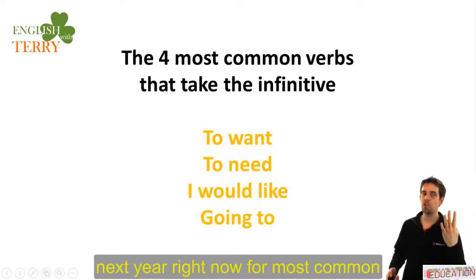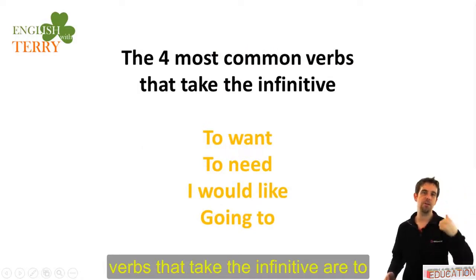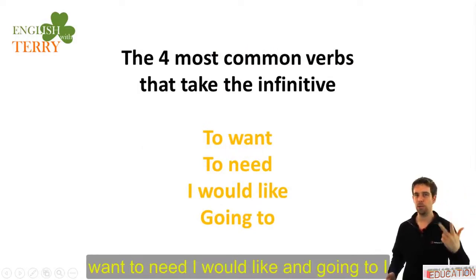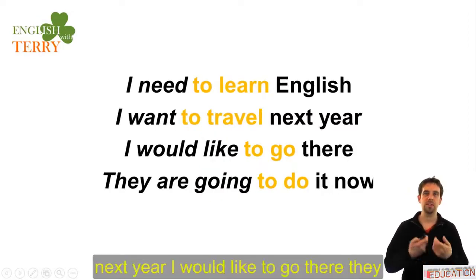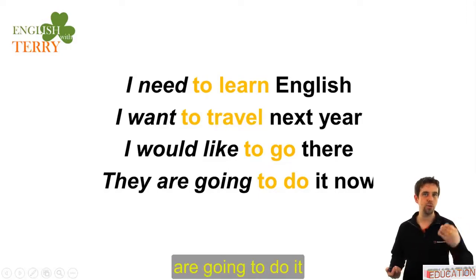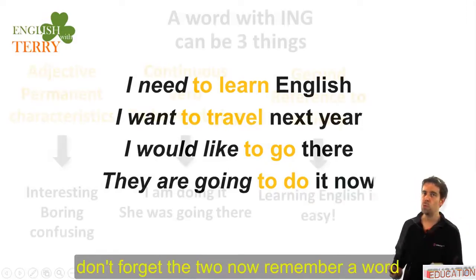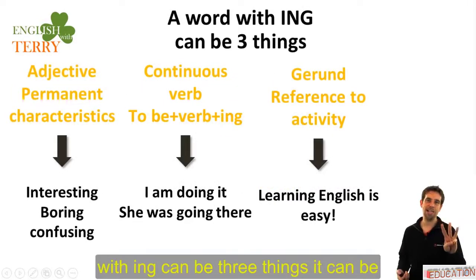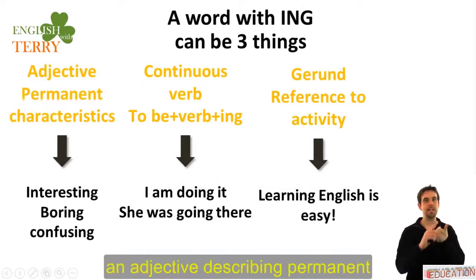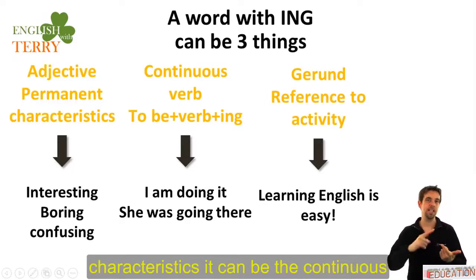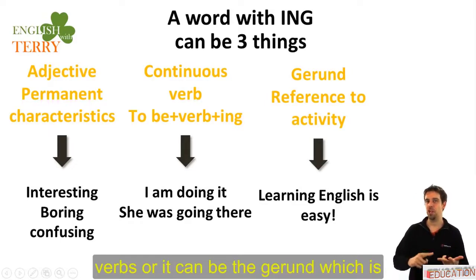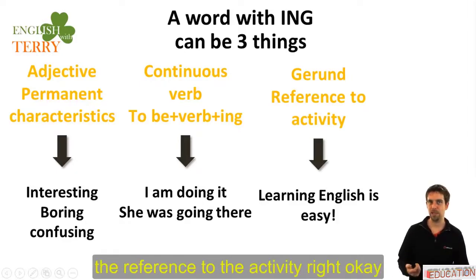Now, the four most common verbs that take the infinitive are to want, to need, I would like, and going to. I need to learn English. I want to travel next year. I would like to go there. They are going to do it. Don't forget the to. Now remember, a word with ing can be three things. It can be an adjective describing permanent characteristics. It can be the continuous verbs, or it can be the gerund, which is the reference to the activity, right?